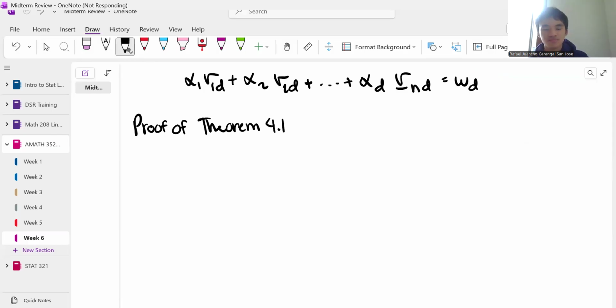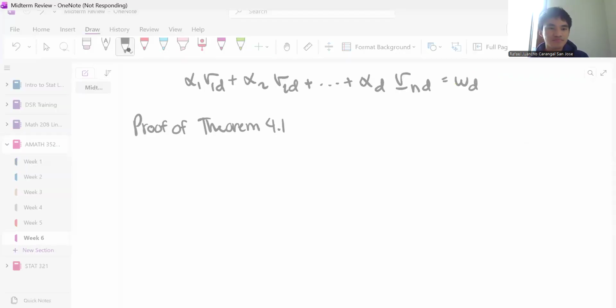So, okay. So yeah, OneNote is a bit buggy as of the moment. Wonder why.